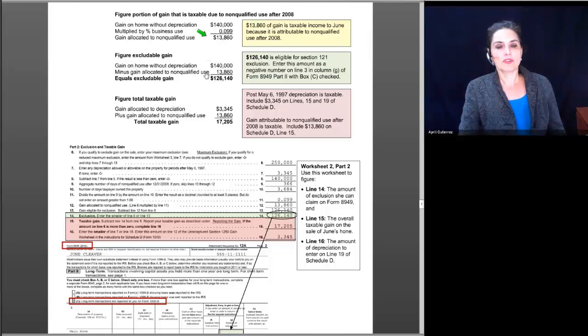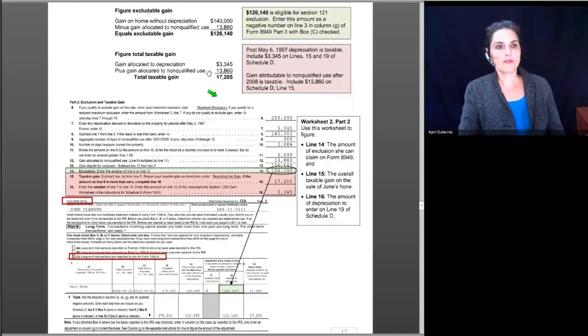And then we have to subtract that taxable gain from the total gain of 140 to get the amount of gain that June will be able to exclude from her income. So when she goes to fill out the Schedule B and the Form 8949, on the Form 8949, she's going to need to enter an exclusion amount, and this is it. So we had to go through all of those steps to get to this number, $126,140, and she's going to enter that in column G of Form 8949.